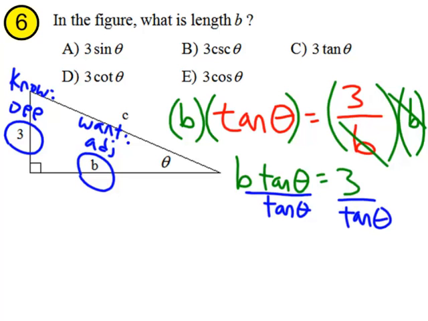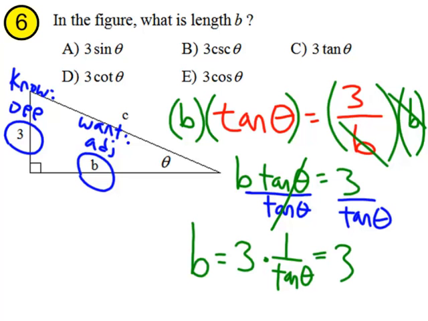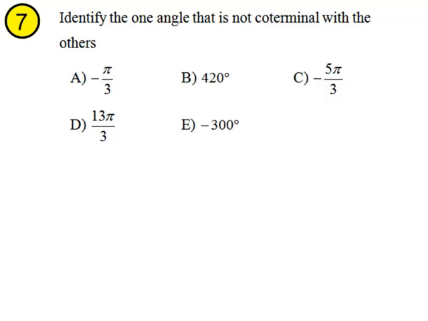Divide by tangent theta. Now, a lot of times students at this point look at the answer choices and go, wait a minute, I don't have 3 over tangent theta as an answer choice. Well, yes you do. Think of that 3 divided by tangent theta as 3 times 1 over tangent theta. I hope you agree that mathematically those are the same thing. And when you realize that 1 over tangent theta is just cotangent of theta, that means that our answer choice is D.